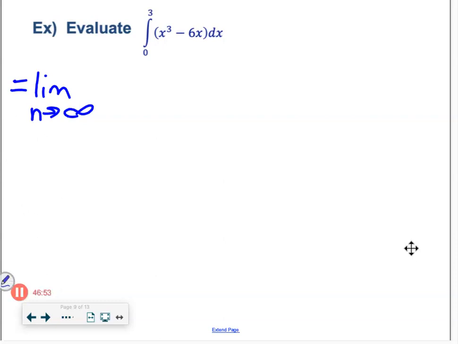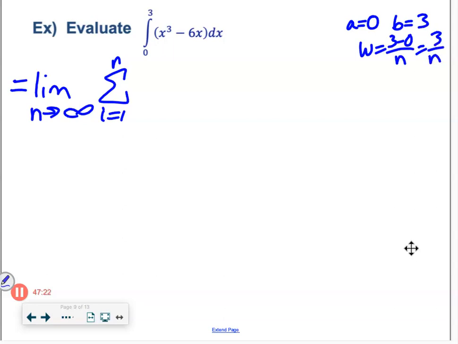Every single time you start these problems, you're going to start with the limit as n approaches infinity of the sum as i goes from 1 to n. Now we got to figure out the guts of our limit. The first thing that you're going to want to find is your width. So what's our left endpoint? 0. What's our right endpoint? 3. So our width is 3 minus 0 over n, or 3 over n. All of your widths for these will have an n in them on the bottom. So our width, 3 over n.